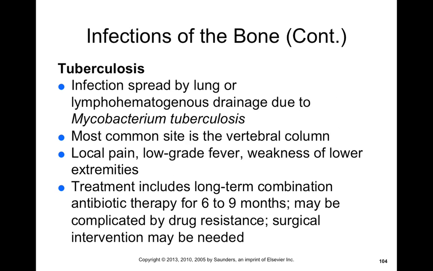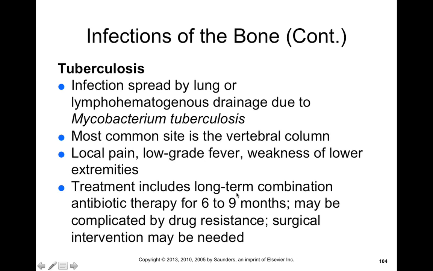Now, tuberculosis also infects bone because this microbe, although it prefers the lung tissue, can also live in bone, especially the vertebrae because they're close to your lungs. So we see that it actually gets to your bone through either lymph drainage or bloodstream. And the most common site is the vertebral column. You get local pain and low-grade fever. There's weakness of lower extremities due to nerve involvement.